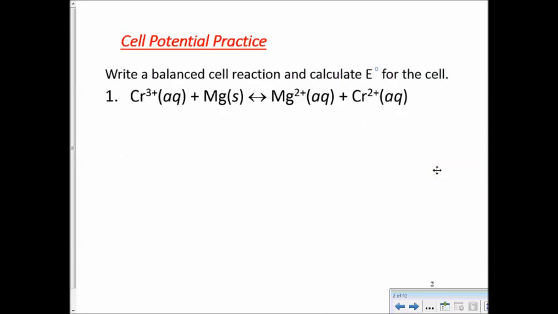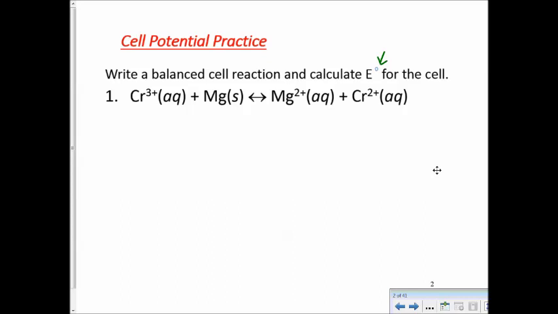So in this particular one, write a balanced cell reaction and calculate E cell, or the standard potential for this galvanic cell. Do you remember too that the little degree symbol up here, that little degree symbol means what? Standard. So if we have gases, they're at 1 atmosphere. Solutions are all at 1 molar, and we're at 298 Kelvin or 25 degrees Celsius.